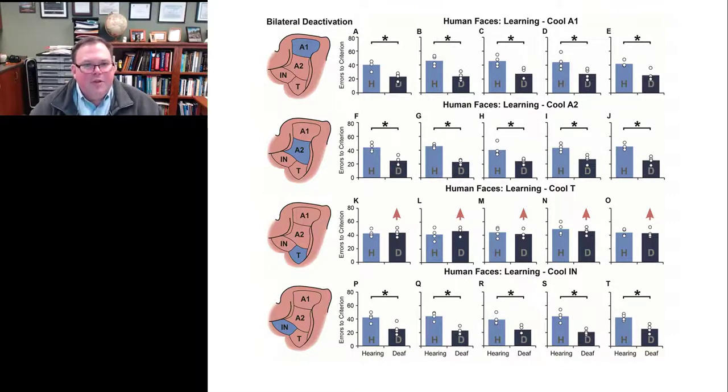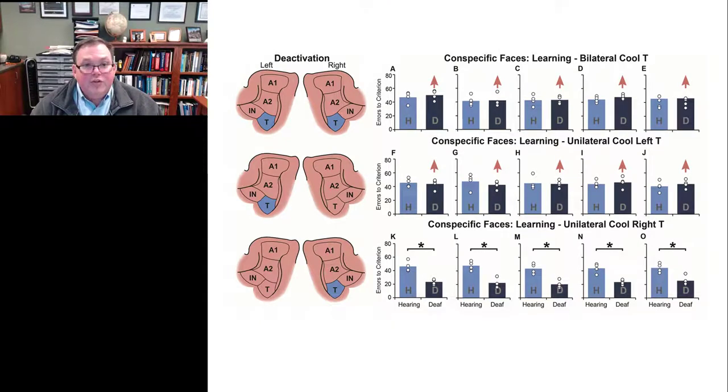Now, a unique aspect of these experiments is that we can not only do bilateral deactivations, but we also do unilateral deactivations to see if a function is lateralized to one hemisphere or the other. On the top line, you can see bilateral deactivation of area T for conspecific face learning, and you see the advantage goes away. The second line is unilateral deactivation of area T in the left hemisphere, and you can see that there is no performance advantage for the deaf animals. And the bottom line is unilateral deactivation of area T in the right hemisphere. And here you can see that the advantage persists. So what this seems to indicate is that it's specifically left area T that is performing an essential function for the enhanced learning of faces in the deaf animals, and it's not right area T.